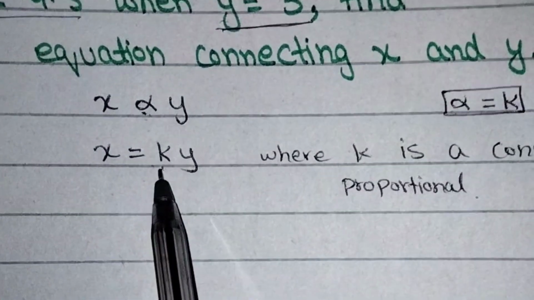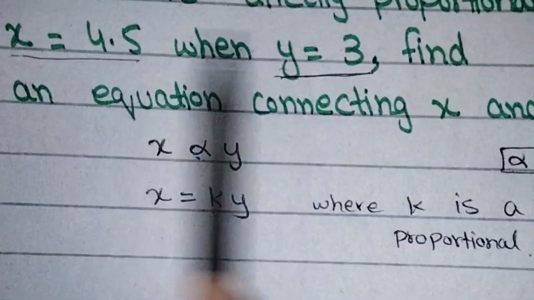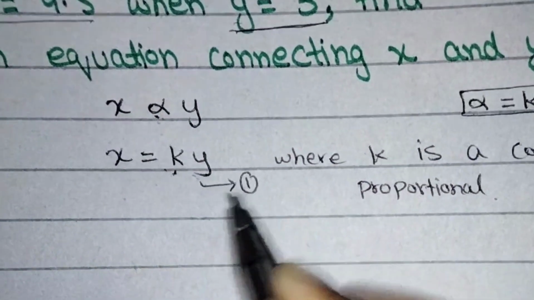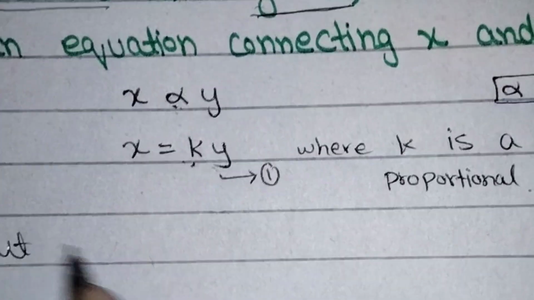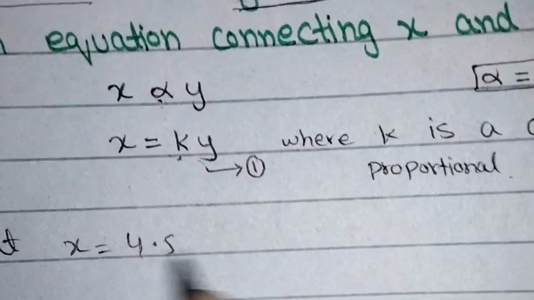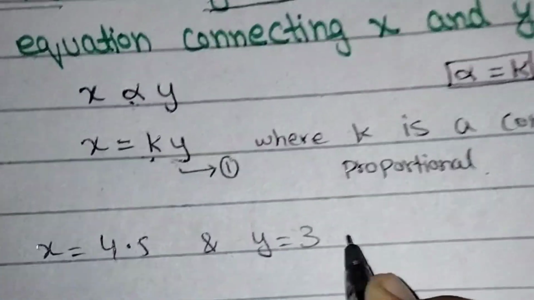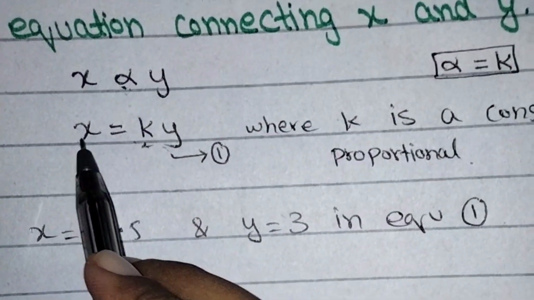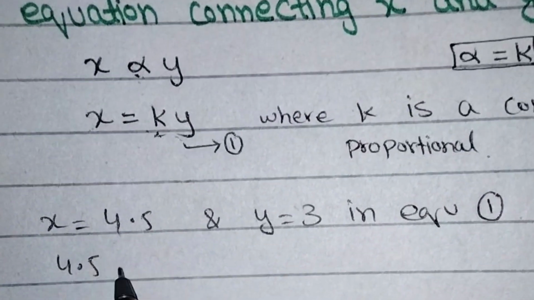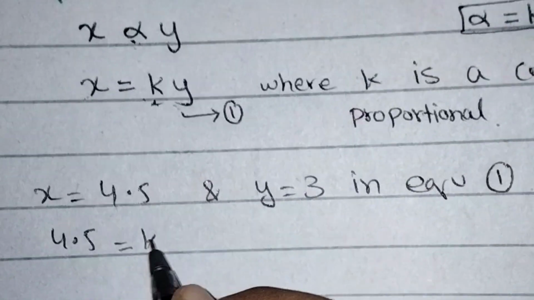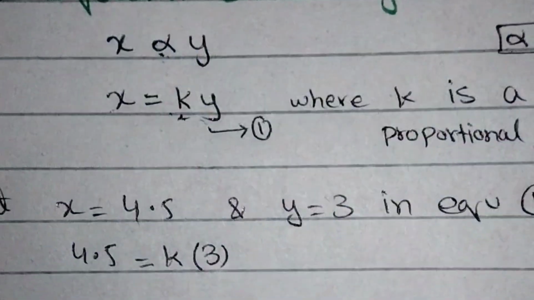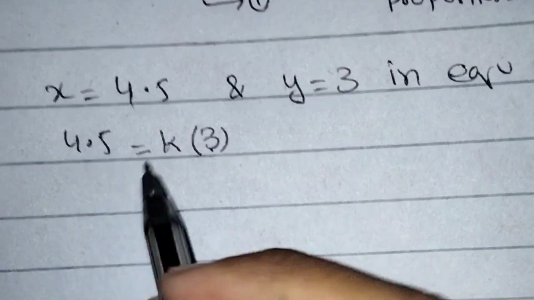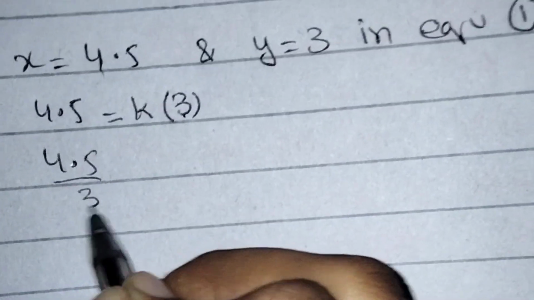Firstly, we will find this by putting these two values in this equation. I will name that equation number 1. So I will write: put x equals 4.5 and y equals 3 in equation 1, because I want to know this constant of proportionality. So 4.5 equals k times 3. As 3 is multiplied on the right hand side, 3 will be divided on the left hand side. So I write 4.5 divided by 3 equals k.